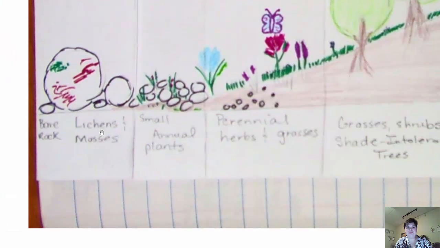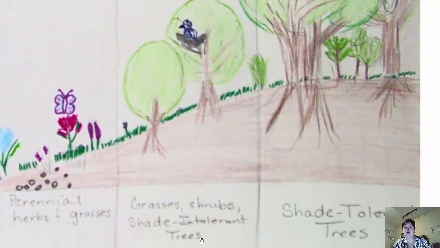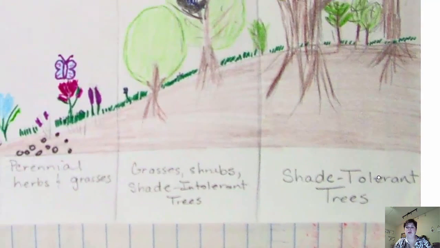On the bottom, sorry for the blurriness of this picture, but you're starting out with bare rock, and then on the rocks you have lichens and mosses that have attached. Then your next section, you've got small annual plants starting to grow. You still have lots of rock visible. Perennial herbs and grasses, your next section. Grasses, shrubs, shade-intolerant trees are starting to grow. And then for your last tab, you have shade-tolerant trees.